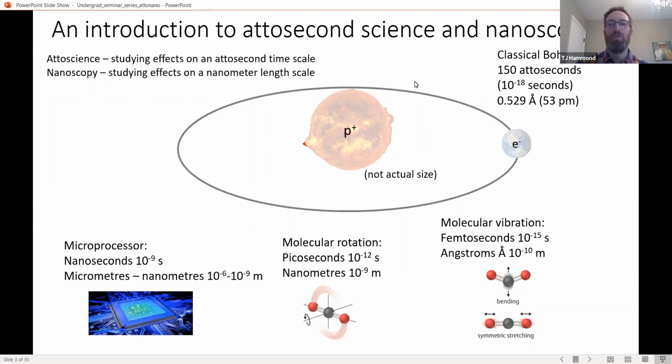And this electron would orbit around in about 150 attoseconds or so. An attosecond is 10 to the minus 18 seconds. So it's 1 billionth of 1 billionth of a second, or a billion times faster than a nanosecond. And this radius here is something like half an angstrom, or 53 picometers.